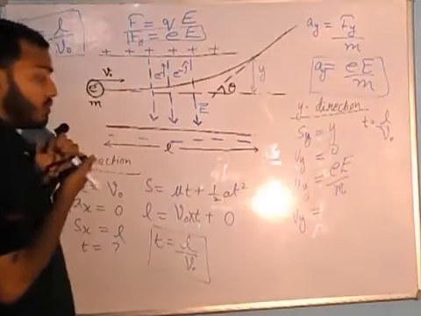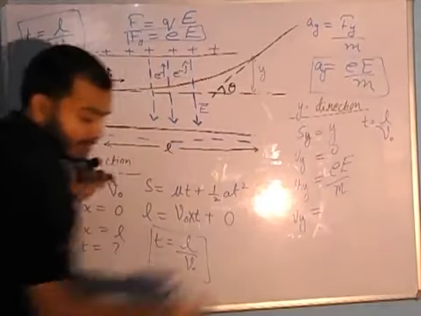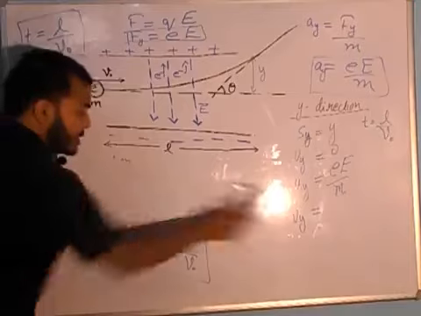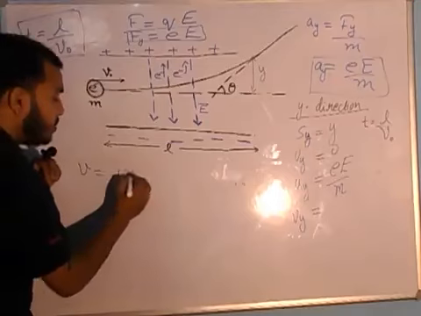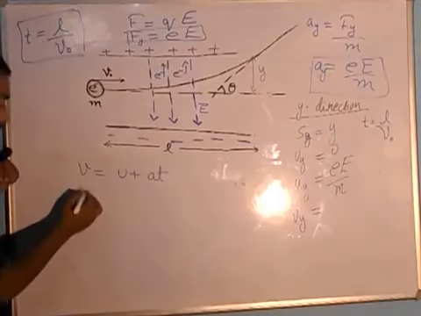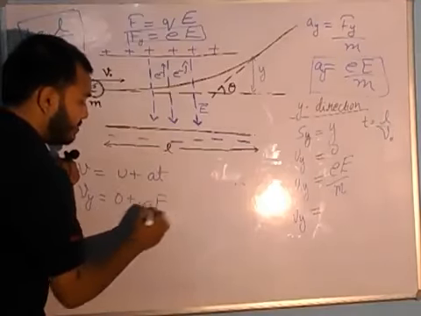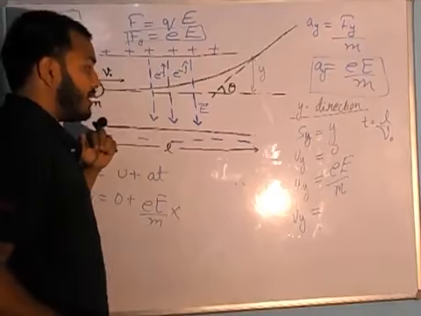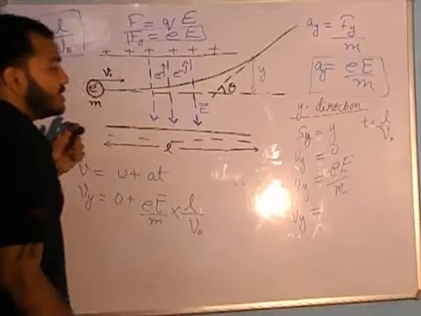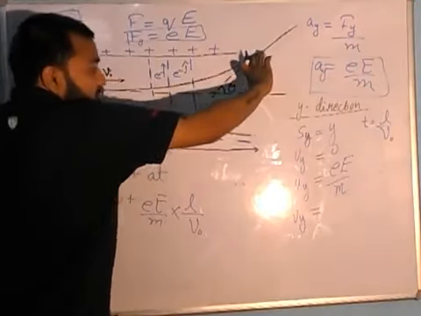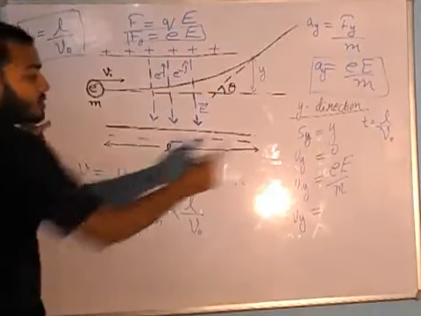Now I need to calculate the vertical velocity of the electron when it emerges out of the field, this Vy. Using the equation of motion, V is equal to U plus AT. V in the y direction is equal to the initial velocity in the y direction, that is 0, plus the acceleration in the y direction, E by m, multiplied by the time. What is the time? It is L divided by V0. The time has nothing to do with the y direction or x direction. In the same time in which the electron covers the vertical distance y, it covers the horizontal distance L.